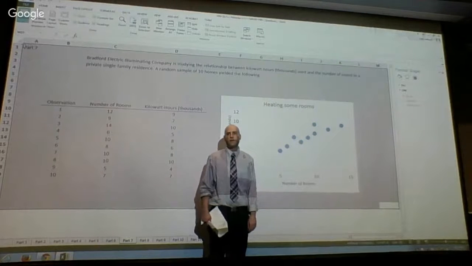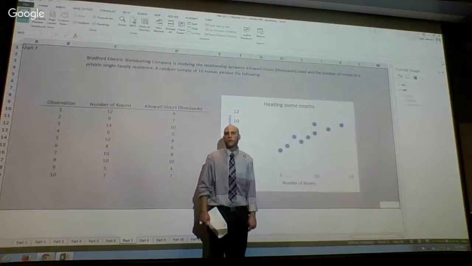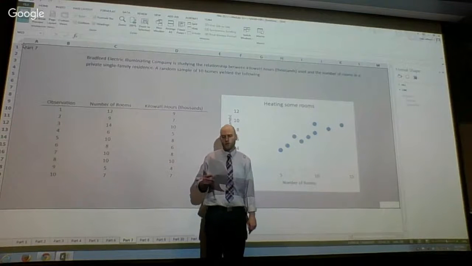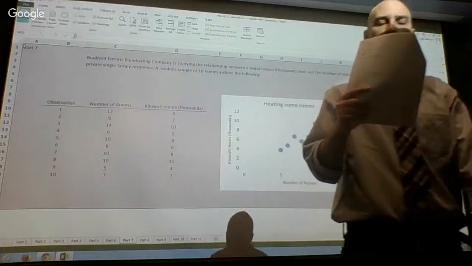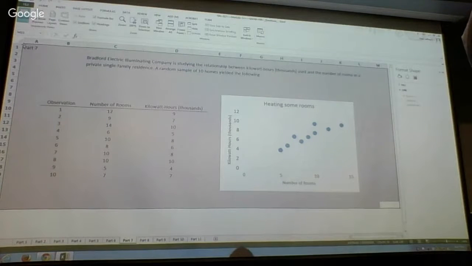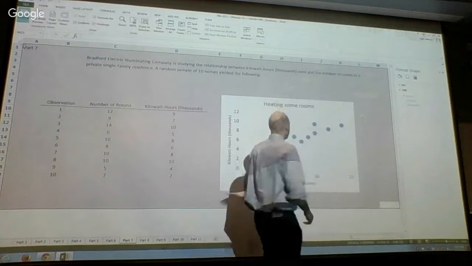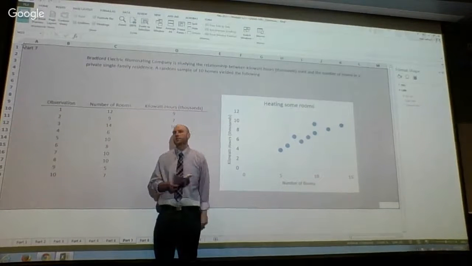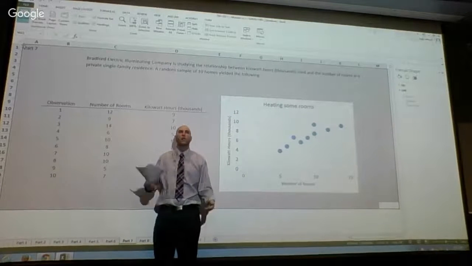One of these is the independent, and one is the dependent. Does the amount of electricity used depend on the number of people living there, or does the number of people living there depend on the amount of electricity used? Part 7, heating some rooms. Independent variable, kilowatt hours or the number of rooms? Number of rooms. The horizontal axis, X. Number of rooms tells you how much power is used. 64, what is the dependent variable? Kilowatt hours. 64 down, 37 to go.